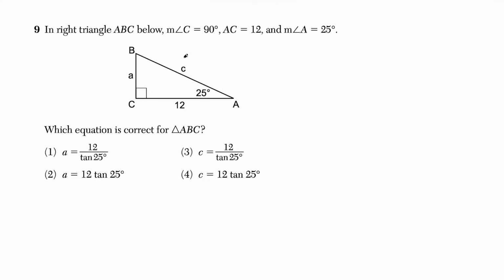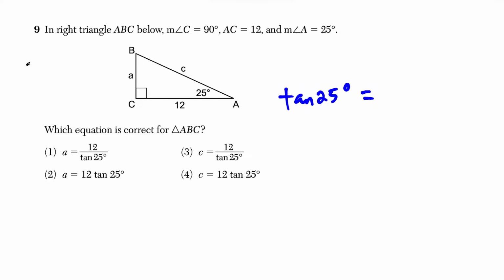Question 9, in right triangle ABC below, the measure of angle C equals 90 degrees, AC is equal to 12, and the measure of angle A equals 25 degrees. And we want to know which equation is correct for triangle ABC. So for this one, if you look at all the answer choices, you'll see that every answer choice includes tangent of 25 degrees in there.